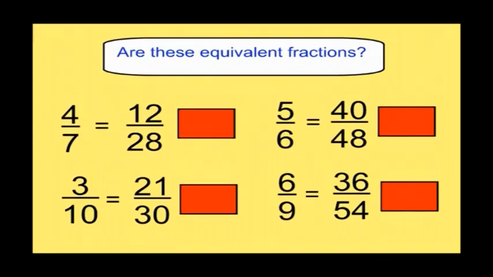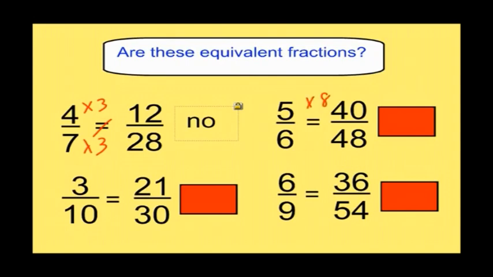Now, there's a couple different ways you can tell if 2 fractions are equivalent, and we'll look at both methods. 4 times 3 would give you 12. Is 7 times 3 28? No. Those are not equivalent fractions. 5 times 8 is 40. Is 6 times 8 48? Yes, it is. Those are equivalent fractions. They name the same thing.